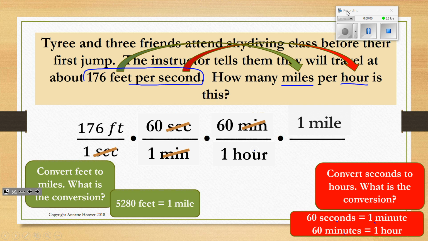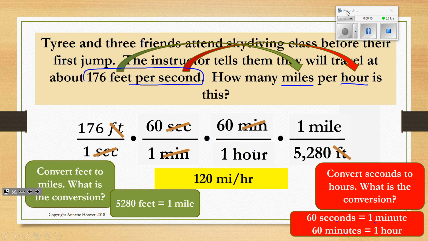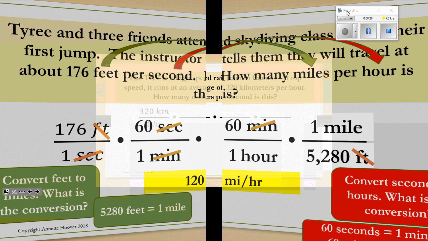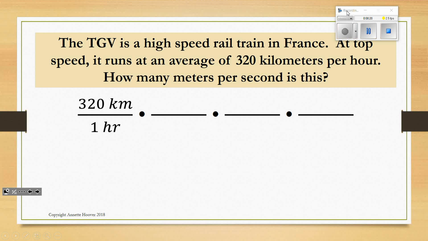And then there's the conversion we have with 1 mile and 5,280 feet. It looks a little different than the way I wrote it, but the same numbers are on top and the same numbers are on the bottom. So then when you multiply what's on top, 176 times 60 times 60, and then you divide that by 5,280, you find out it's 120 miles per hour. Okay, this just takes practice, so let's try again.